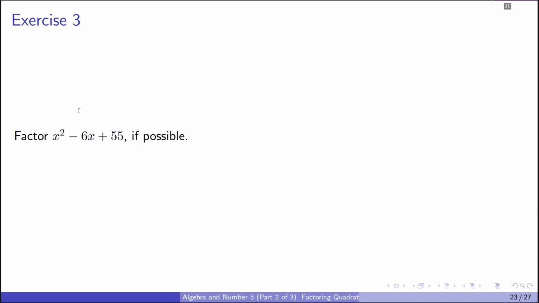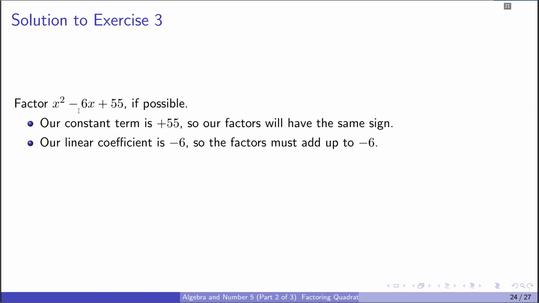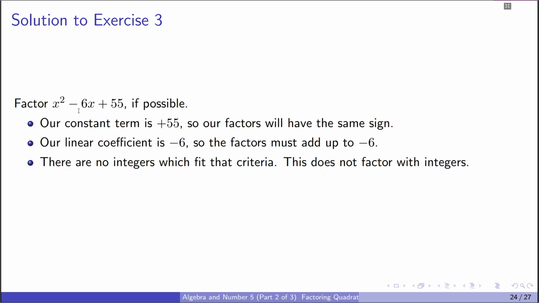Now, in this exercise, we're going to factor x squared minus 6x plus 55 if possible. Pause now, take the time you need. All right, our constant term is a positive 55. We would need two factors with the same sign. Our linear coefficient is negative 6. So the factors have to add up to 6. There are no integers that fit this criteria.